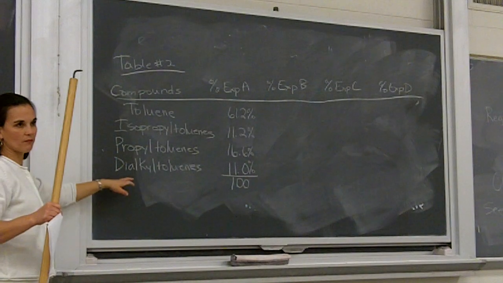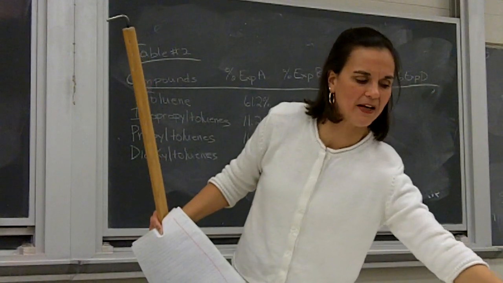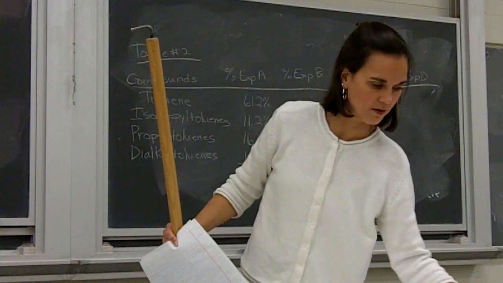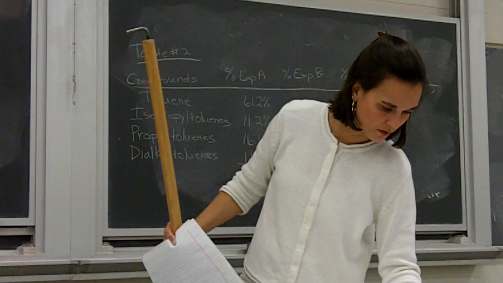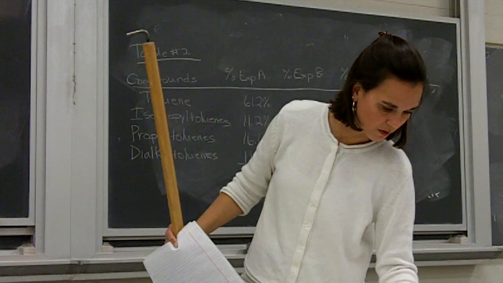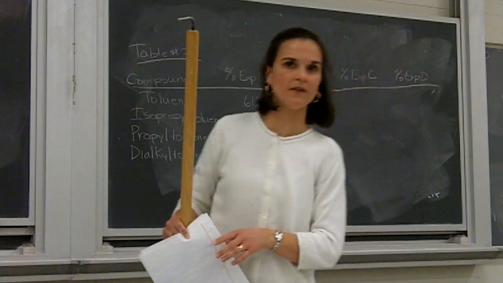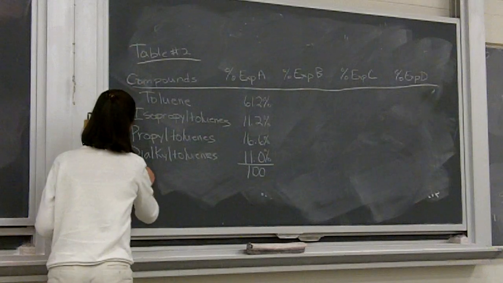What your lab manual tells you is just toluene, isopropyl toluenes, propyl toluenes, and dialkylated toluenes. Actually, I think, let me double check. We might have amended that, so let me peek really quick. Seems like a familiar amendment here. Yes, so include trialkylated toluenes in that table too. I didn't put it up here, but do include trialkylated toluenes.